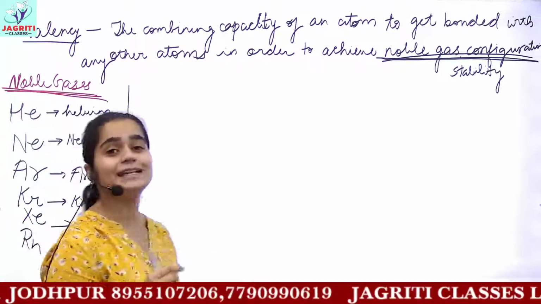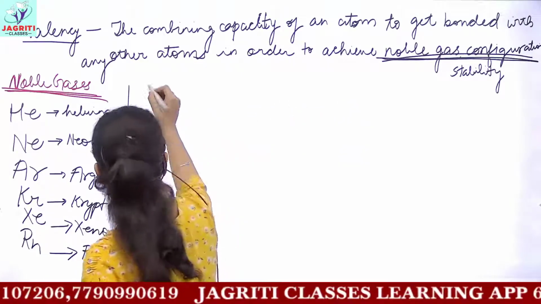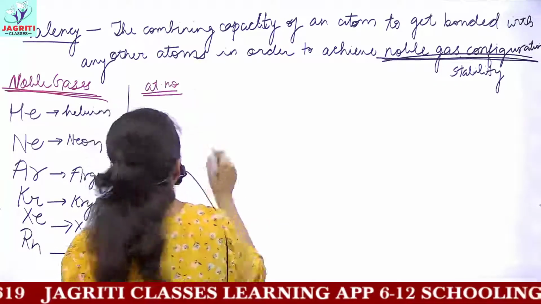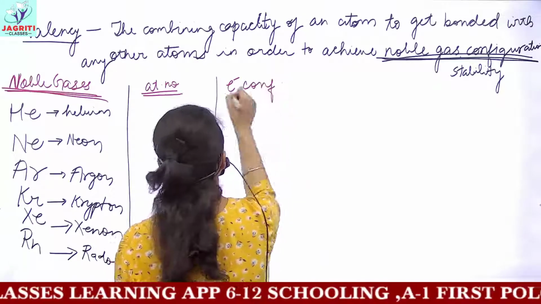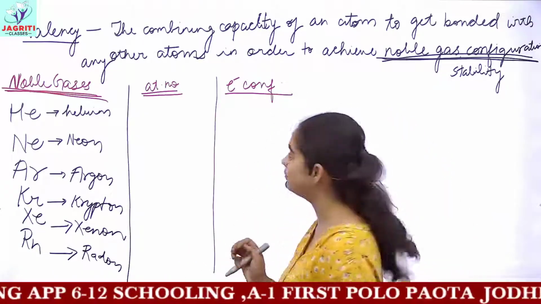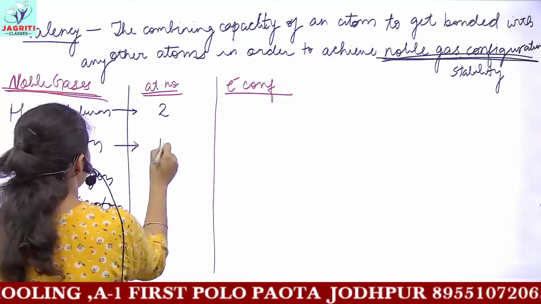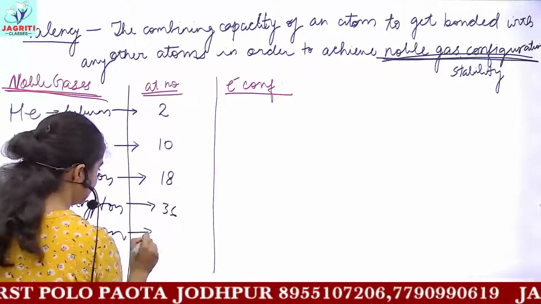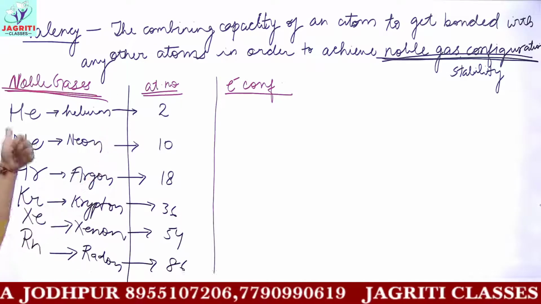If you try to see their electronic configuration, meaning the arrangement of electrons, then for helium we'll see their atomic number. Then next, we can see the electronic configuration, or arrangement of electrons in different shells. Electronic configuration is the arrangement of electrons in different shells. So for helium, the atomic number is 2, then you have 10, then 18 and so on. Then comes 36, then 54, then the atomic number 86. So these are the atomic numbers of these gases.